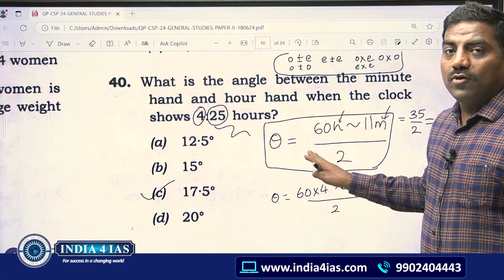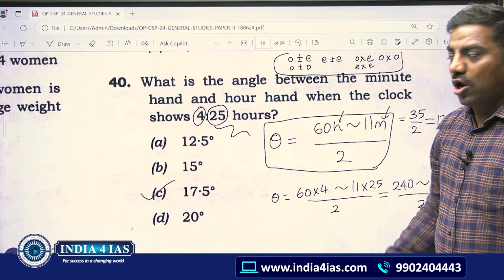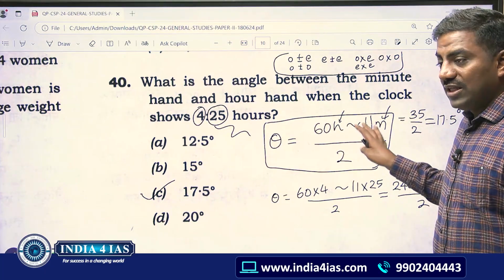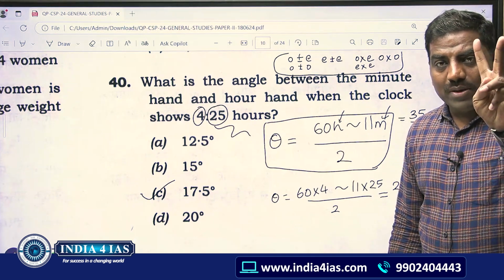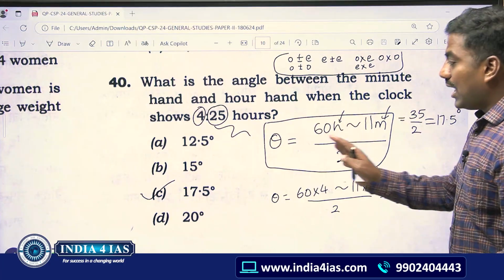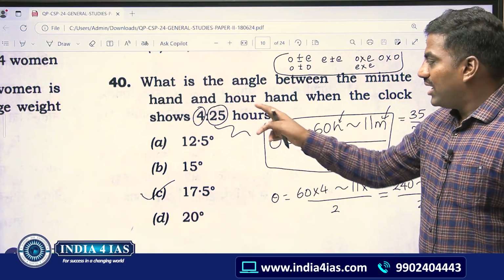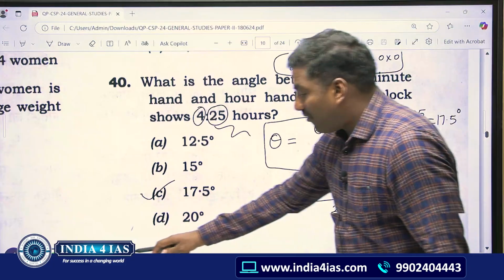This is a very useful formula. Write it somewhere for any problem associated with clocks. If you substitute the values of these three variables, if they give two variables, you will get the third variable very easily. Please note it down. And here it is a straight question. Whenever there is a time, we can find out the angle, that is 17.5 in this case.